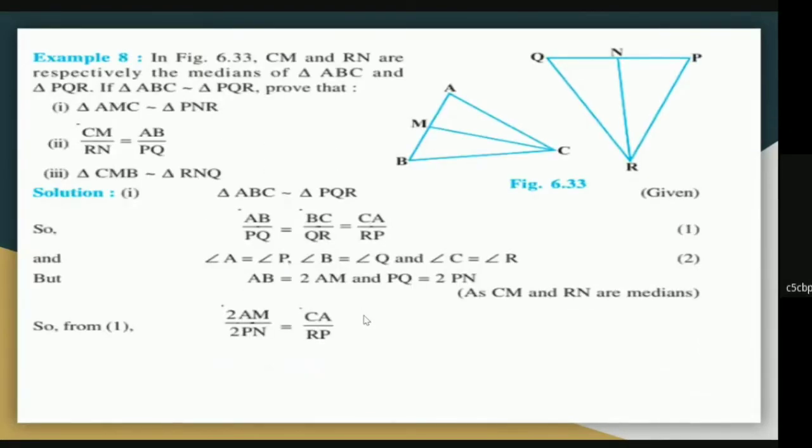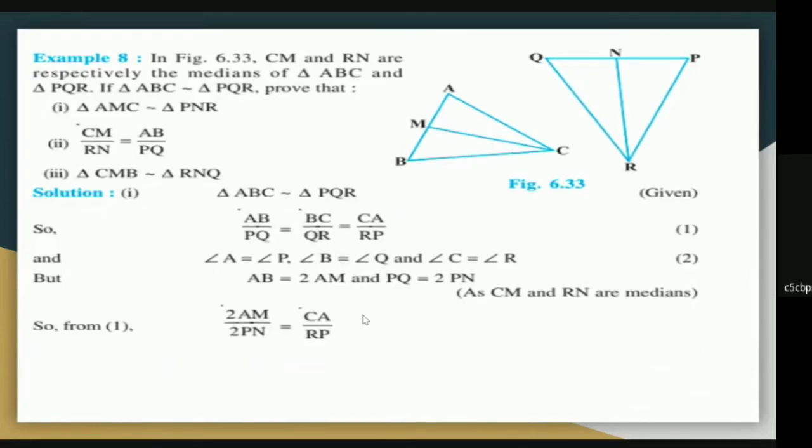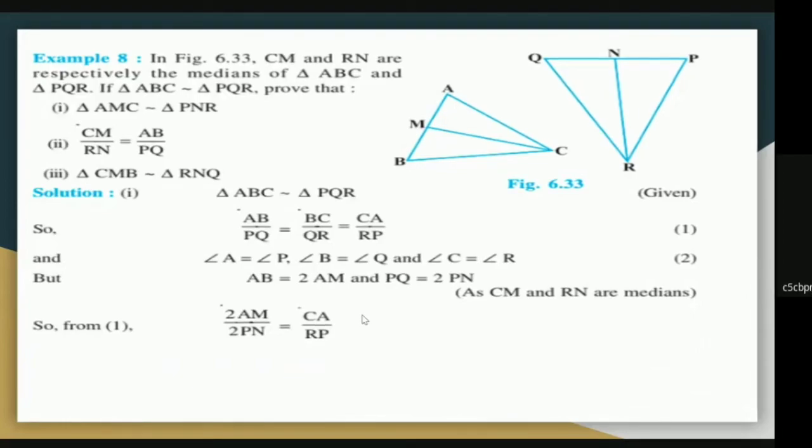See the eighth example now. In figure 6.33, CM and RN are respectively the medians of triangle ABC and triangle PQR. If triangle ABC is similar to triangle PQR, prove that triangle AMC is similar to triangle PNR. Second, CM upon RN is equal to AB upon PQ. And third part, triangle CMB is similar to triangle RNQ.